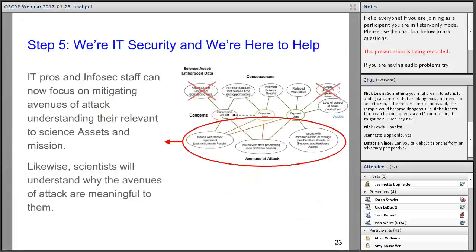So then the next step, step five. Sorry, Vaughn, can I just pop in for a second? We have a question here. Can you talk about the priorities from an adversary perspective?